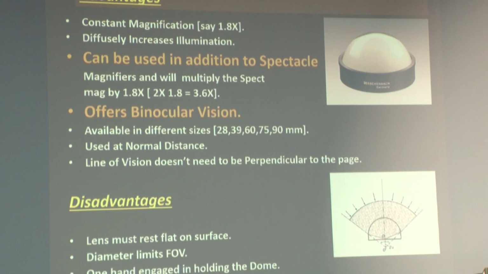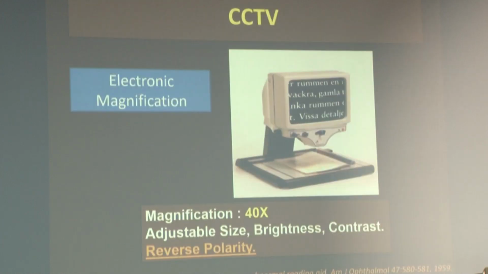The advantages of these are that they provide a constant magnification. They can be used in addition to the spectacles. They offer good binocular vision. However, the disadvantages are that the lens must rest on a flat surface, and the diameter of these lenses limits the field of vision.